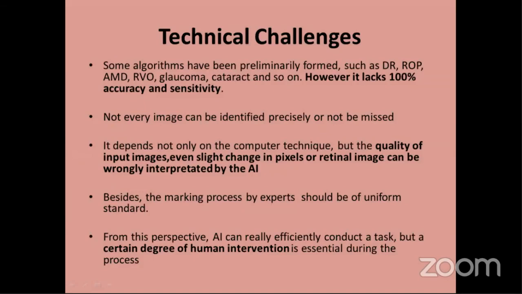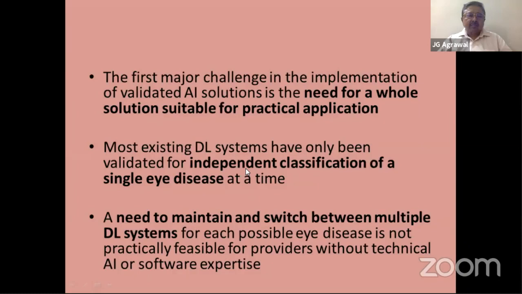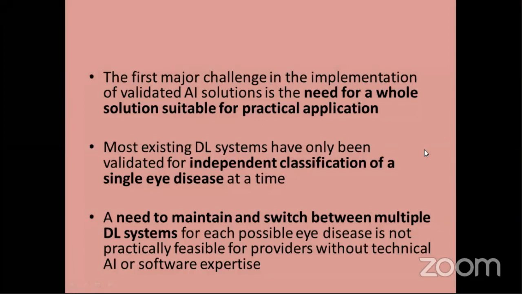The first major challenge is the implementation of validated artificial intelligence solutions; the need is for a whole solution, which should be suitable for practical application. And everybody has said that there is a black box phenomenon, where the machine sometimes identifies things in a way that is not explainable. So that problem is still there, and it will improve with time, because we are now using this technology in various machines in various forms, but the deeper level of learning is going to improve day by day.